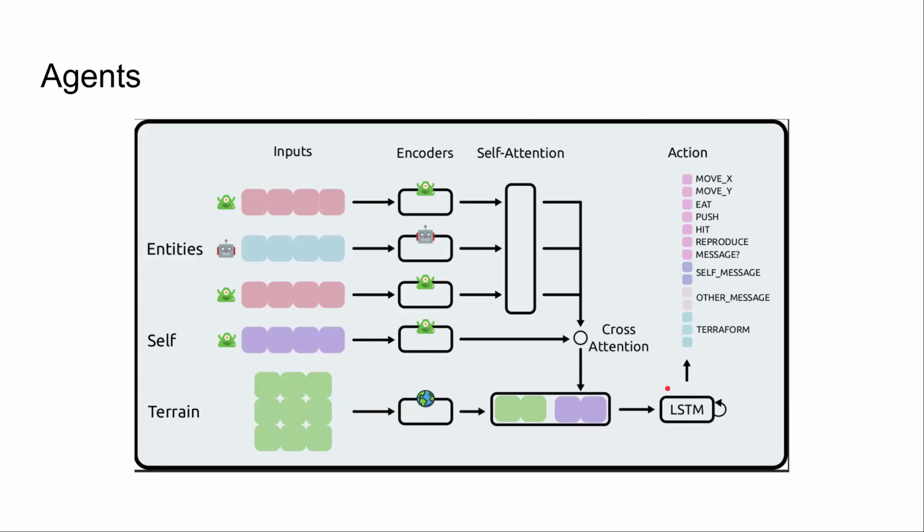Next up, the terrain also goes through this encoder, and then we concatenate these two together to obtain a world representation. This world representation is then input into a recurrent network that outputs the action of the agent. You can see here that the actions are relatively high level, so the agent can move around. It can eat, it can push or pull, hit or feed or gift, for instance. It can do asexual reproduction as one of its actions if it has enough energy.